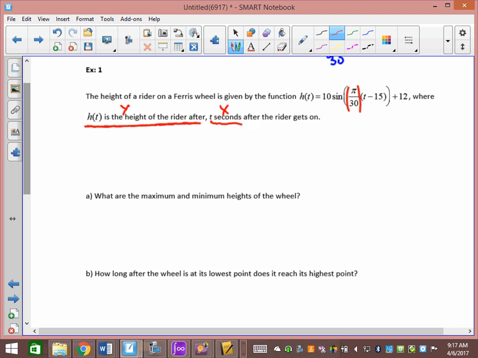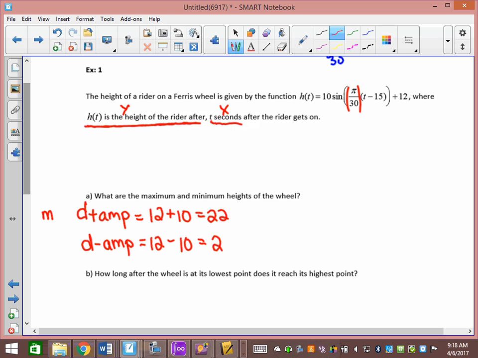So here it says, what are the maximum and minimum heights of the wheel? We figured that out. What were they? D plus amplitude, D minus amplitude. So this one would be 12 plus 10, which is 22. This one would be 12 minus 10, which was 2. So that was our max, and that was our min.